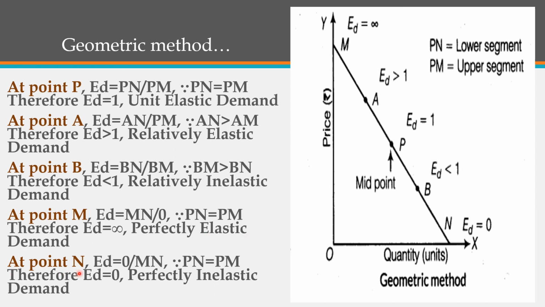Now let us go to point N. At point N, which is on the x-axis, there is no lower segment. So the lower segment is 0. The upper segment is therefore the entire demand curve NM. So 0 divided by NM, because lower segment is 0. Lower segment divided by upper segment is 0 upon MN is equal to 0. And we know that when elasticity of demand is equal to 0, the type is perfectly inelastic demand.